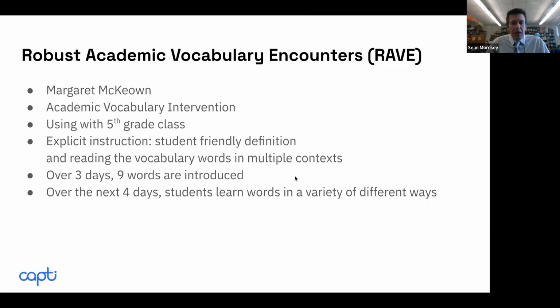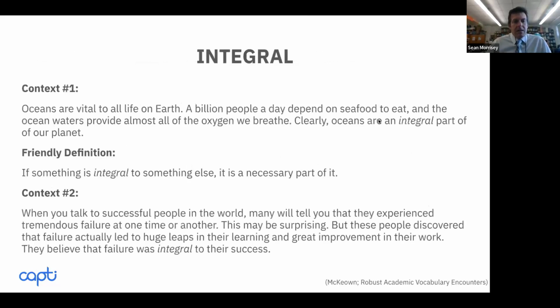So I'm going to the next slide, please. This is from their program. Kids really need to see words in different kinds of contexts, and definitely need student-friendly definitions. Typically, we don't want definitions that are too wordy. We really want to narrow it down so it's friendly to the student, an anchor point they can easily learn the word from. As you see on the slide, if something is integral to something else, it is a necessary part of it.